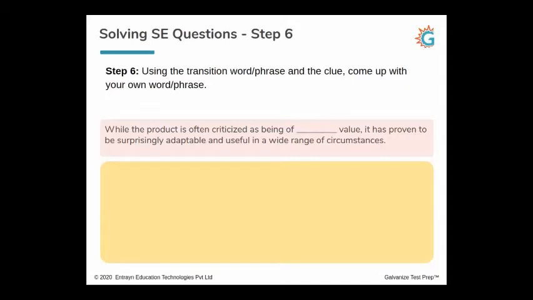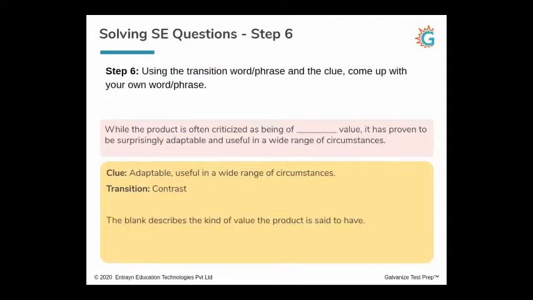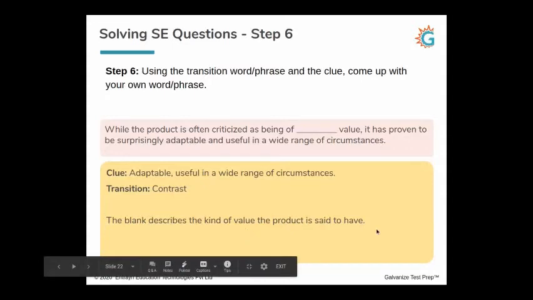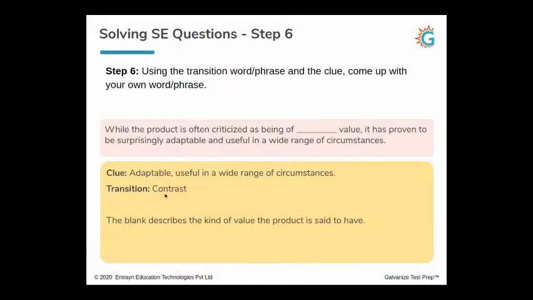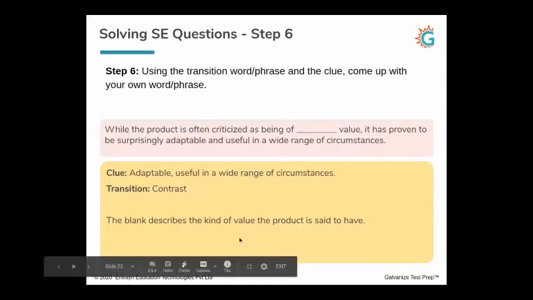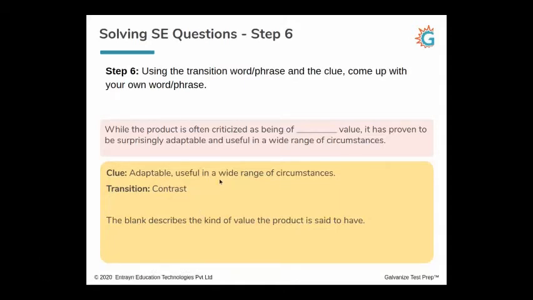Now, the clue is adaptable, useful in a wide range of circumstances. Okay, the product is adaptable and useful in a wide range of circumstances. Fine. The transition is contrast. So your answer should be something that is opposite to whatever this is. Okay, so the product is criticized of being of some value. The blank describes the kind of value the product is said to have. Okay, now for the blank, the answer should be the opposite of this, because there is a contrast and you have a clue in the other part. Fine. The opposite of adaptable and useful in a wide range of circumstances.